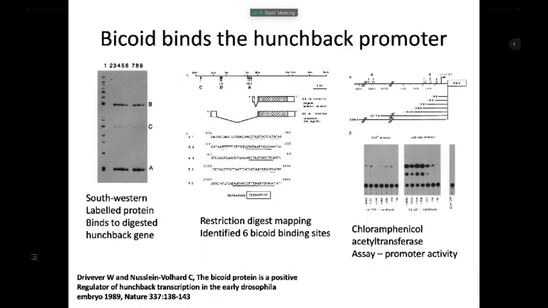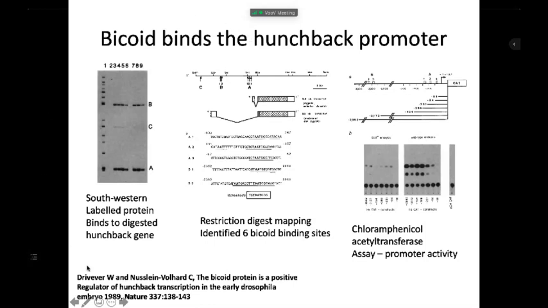So, bicoid binds the hunchback promoter. Bicoid is an anterior-posterior polarity gene, and it binds the hunchback promoter, and the hunchback gene is a gap gene. What these guys found is that not only was it a positive regulator of hunchback transcription, but it was very particular in its function. So here are three different experiments which together show that bicoid binds the hunchback promoter.